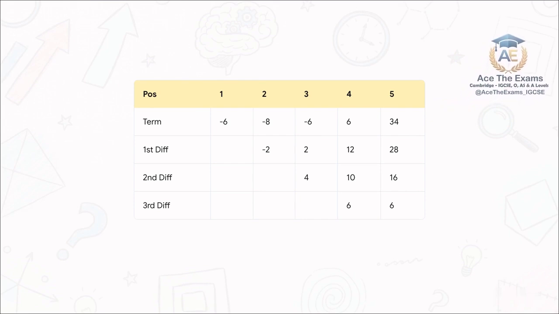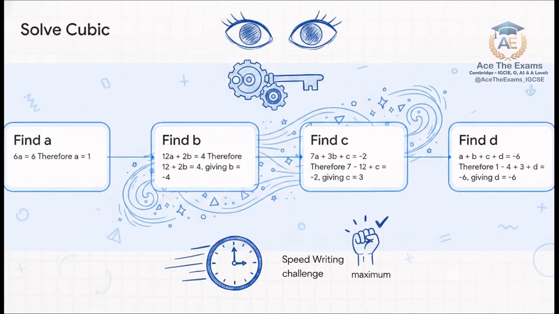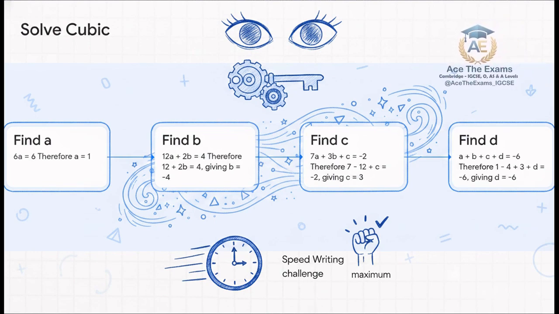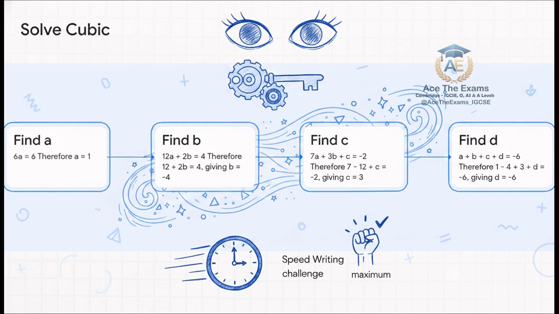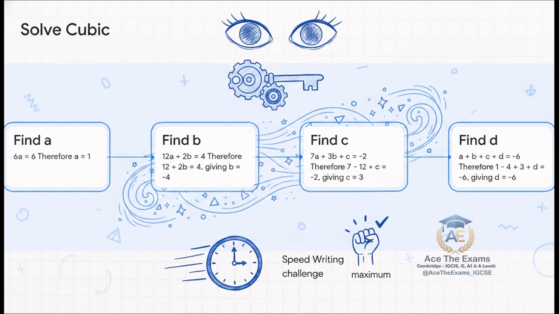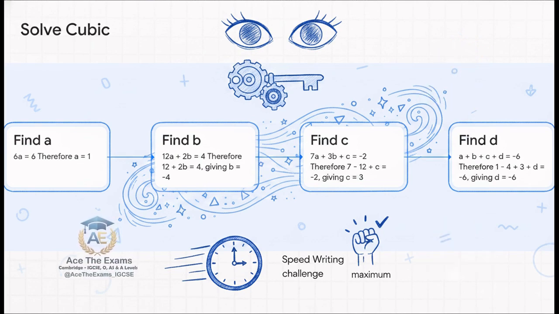Let's look at the hardcore algebraic steps required to pull this off. Welcome to Challenge 3, Speed Writing. You have 30 seconds to write one perfect PEEL paragraph based on these steps. Go! By flawlessly executing these 4 simultaneous algebraic steps, you prove to the examiner that the underlying rule is Tn equals n cubed minus 4n squared plus 3n minus 6.